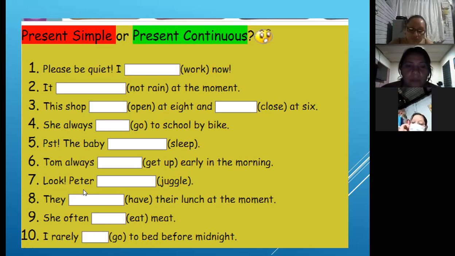Number eight, their lunch at the moment. They are having their lunch at the moment. Exactly, also because we're using at the moment. So remember to always use at the moment. Yes. Next, we have number 9. She often.